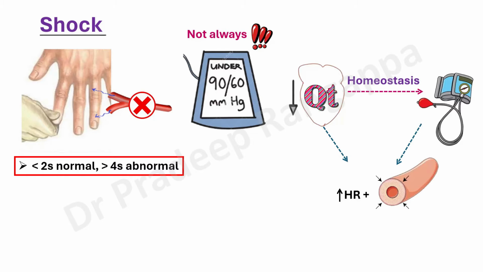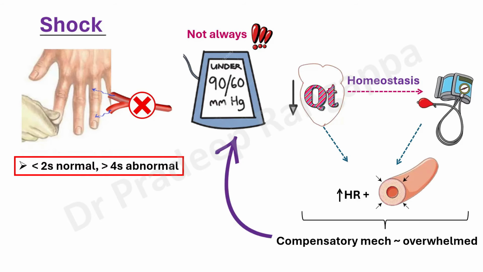The body tends to adapt to the compromise in cardiac output by increasing the heart rate and by causing vasoconstriction to keep this balance. And when this compensatory mechanism gets overwhelmed, that is when the patient gets into a shock situation.